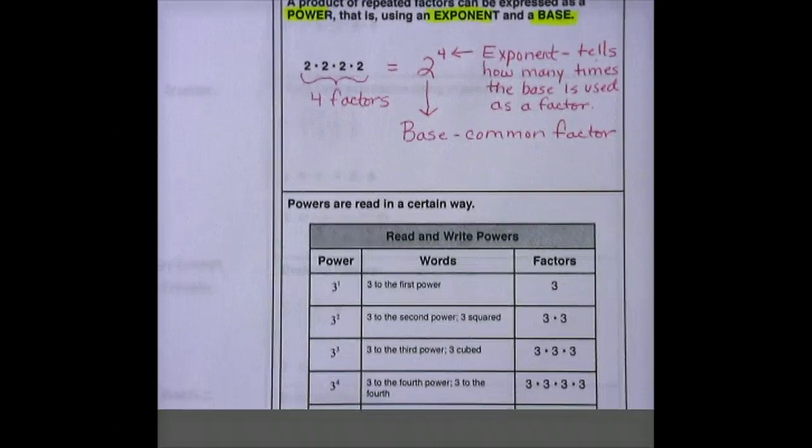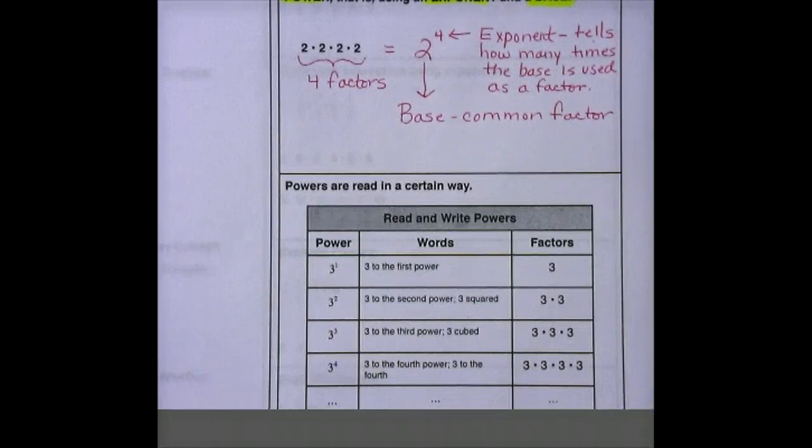All right, powers are read in a certain way, and you guys have gone over this before, so this is nothing new. 3 to the first power means 3. 3 to the second power, or 3 squared, is 3 times 3. 3 to the third power, or 3 cubed, is 3 times 3 times 3. 3 to the fourth power, or 3 to the fourth, is 3 times 3 times 3 times 3.